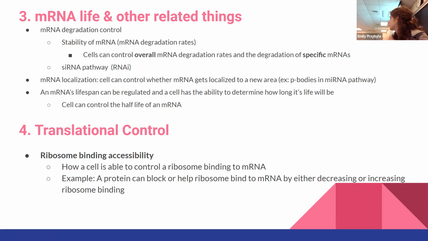You hear about half-lives in drugs. So the half-life is how long it takes for it to be half depleted. And then we have translational control, which is ribosome binding access. So this is what we talk a lot about for the trp operon. So a protein can block RNA or ribosome binding, or it can be necessary for the ribosome to bind. So we'll do some examples of that.